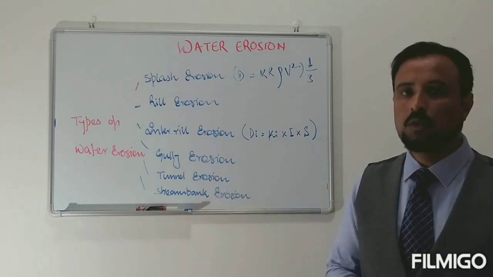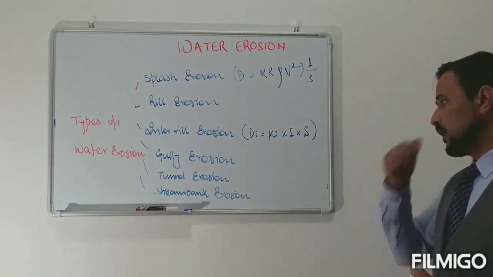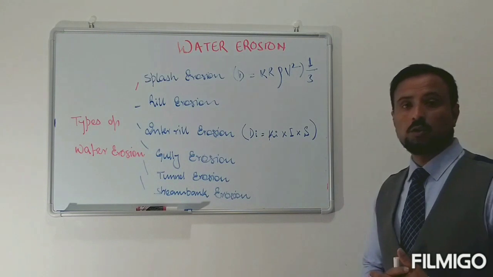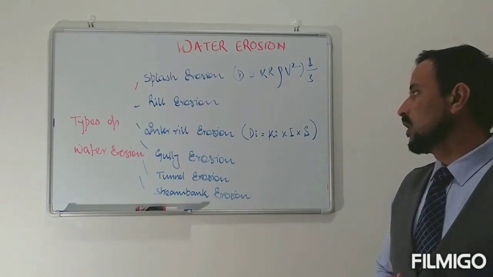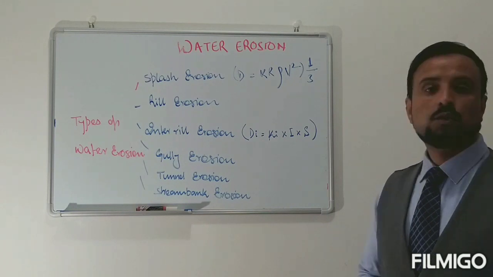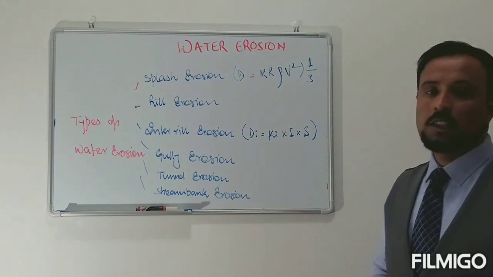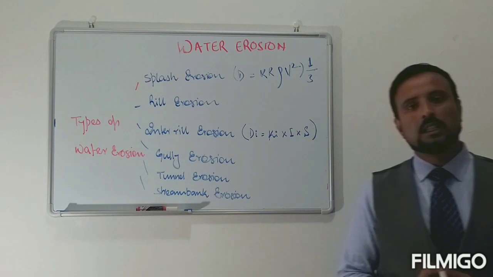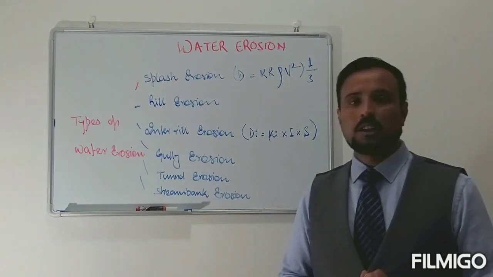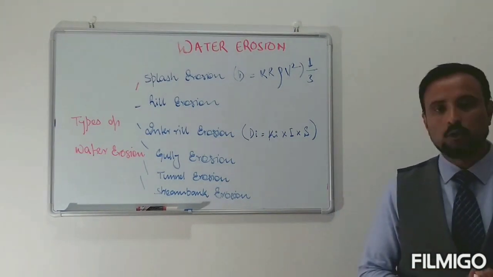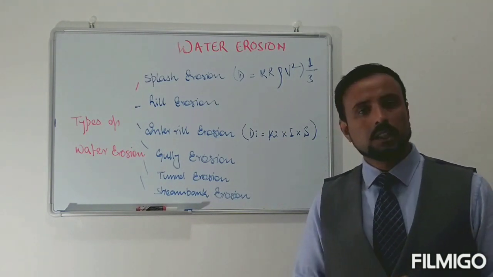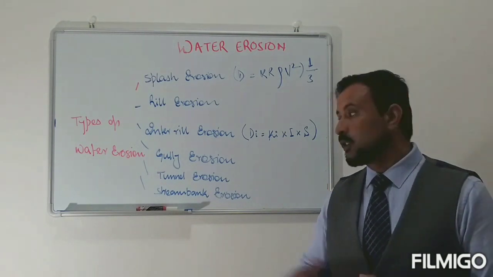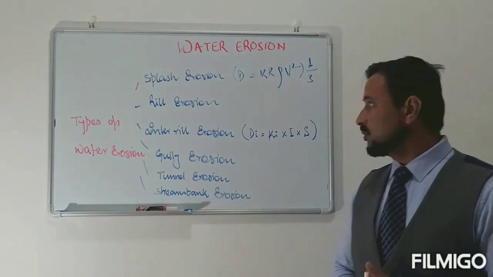As you can see on the whiteboard, I have written six different types of water erosion, which are splash erosion, internal erosion, rill erosion, gully erosion, tunnel erosion, and stream bank erosion. Now, all these erosions depend upon rainfall and runoff, which we have discussed. I told you that rainfall and runoff are, most of the time, interconnected to each other.